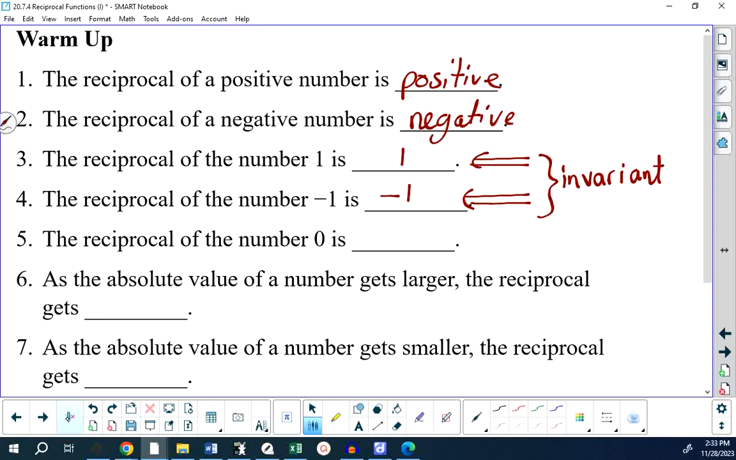What is the reciprocal of 0? It's undefined. You cannot divide by 0. It doesn't exist. I'm pretty sure I've told you the story of Miss Sikorsky teaching me in grade 2 how to divide with eggs.